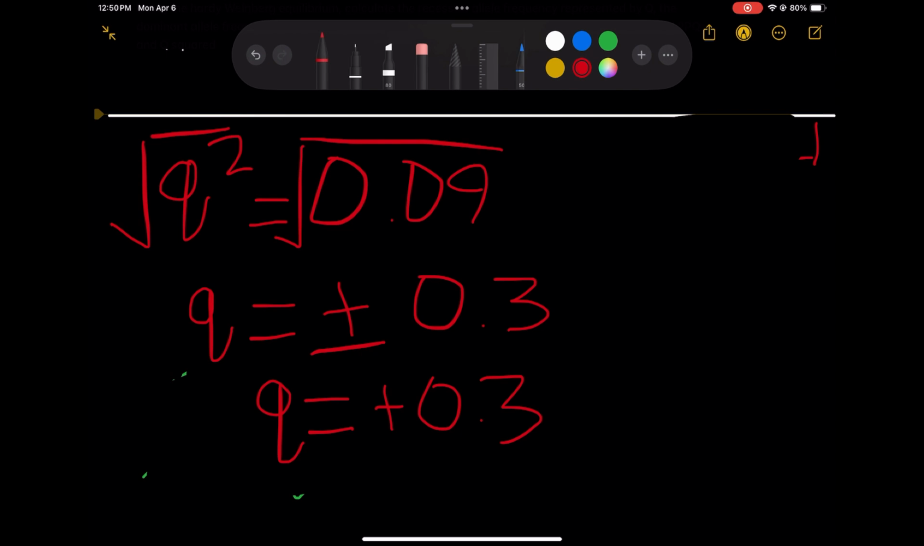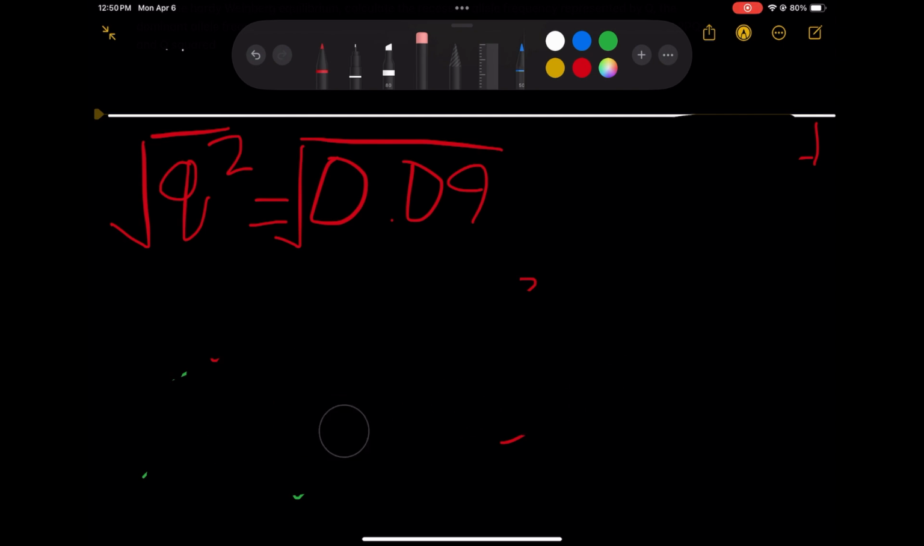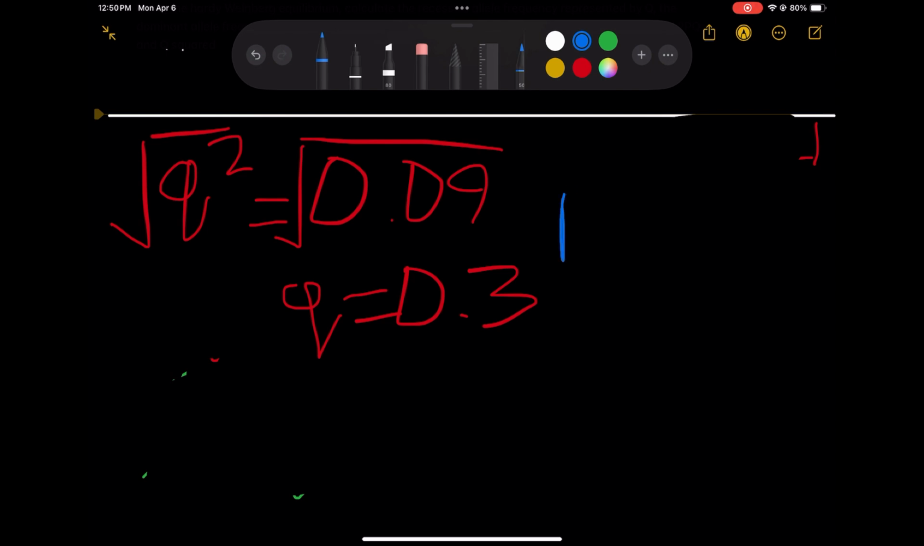Once you get q is equal to 0.3, find your p-value, and to do that, pull out the equation p plus q is equal to 1. When I plug in q, it's p plus 0.3 is equal to 1. Subtract 0.3 from both sides, and you get p is equal to 0.7.